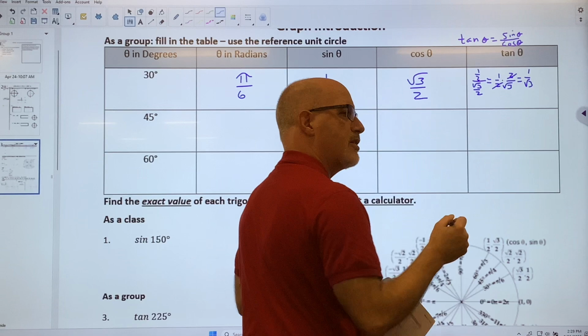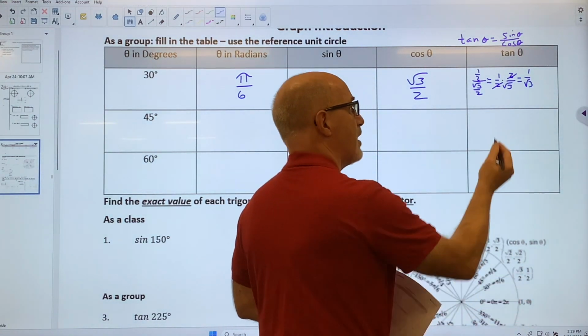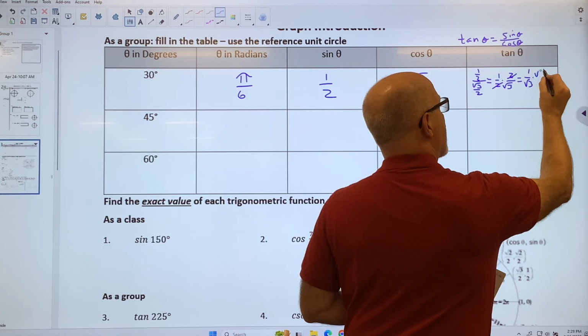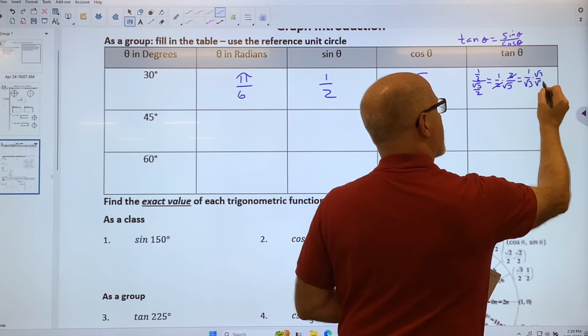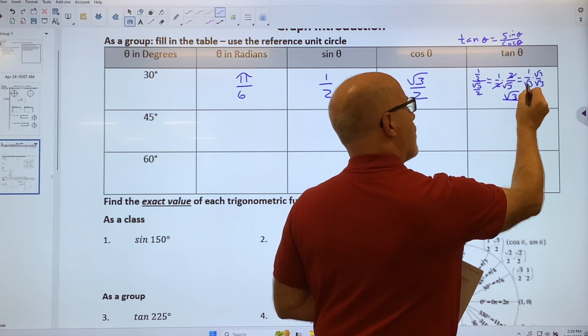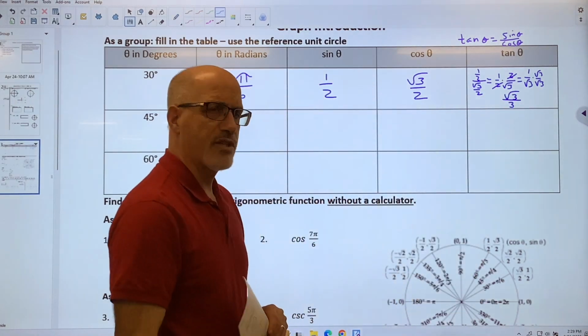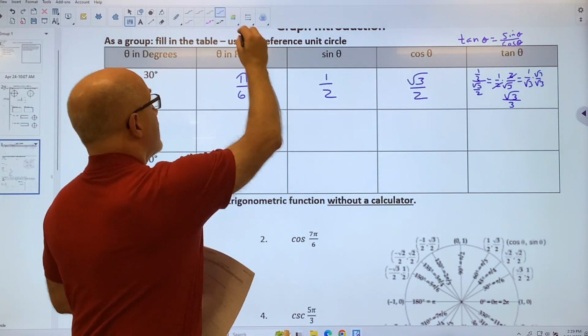Now we really need to use the process we learned with radicals of rationalizing denominators. So we're going to multiply this by square root of 3 over square root of 3. And so we get square root of 3 over square root of 9, which is just 3. So that's our value for tangent. All right, let's move on.